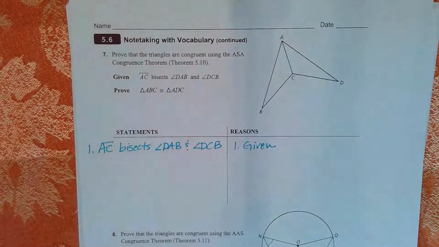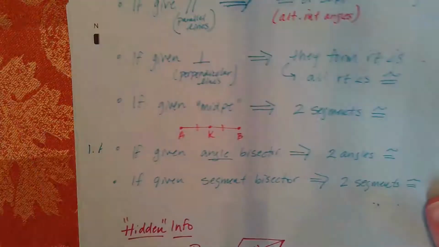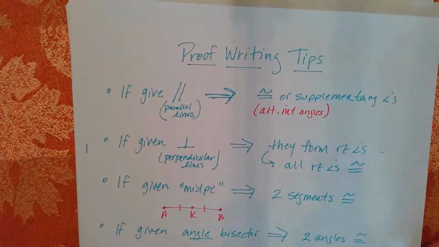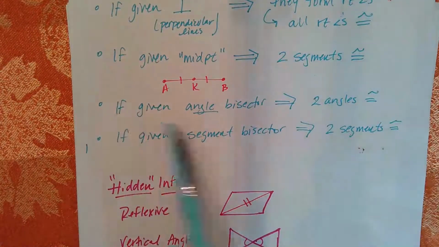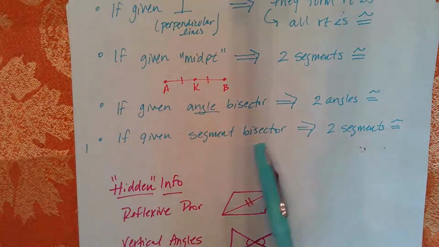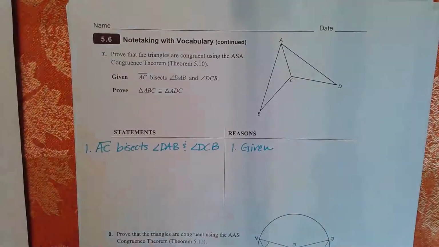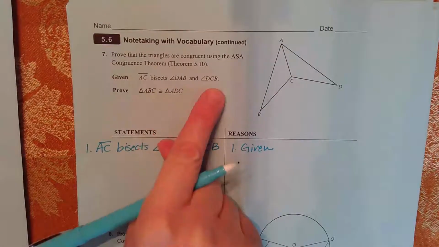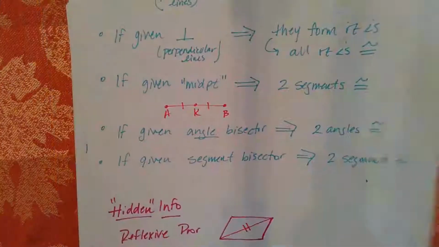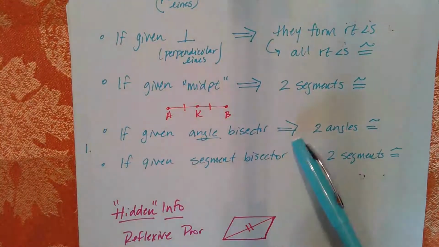All right, I want you to find that sheet that I had you guys write before. Remember our proof writing tips? I talked about this one. It says, if given an angle bisector, if given a segment bisector. So we were given that AC bisects angle. So we're talking about angles here. So if we're given an angle bisector, what does that mean?